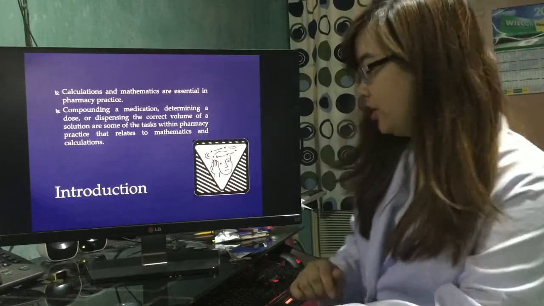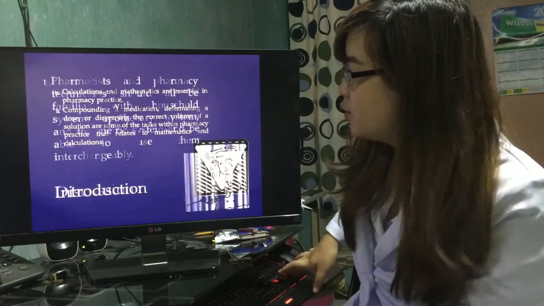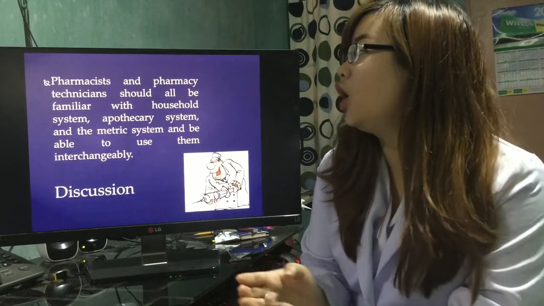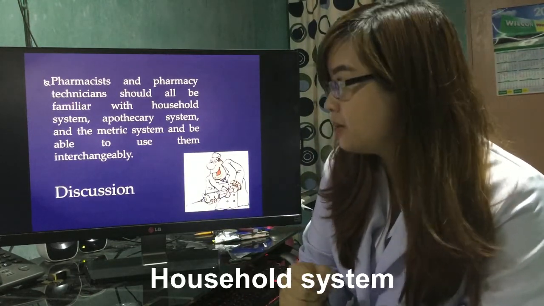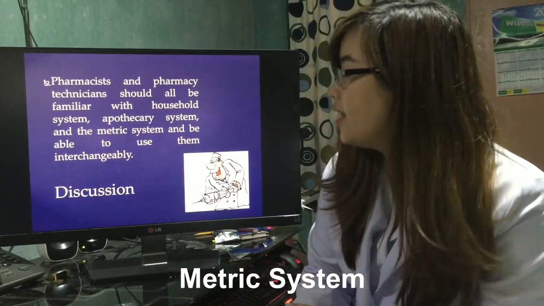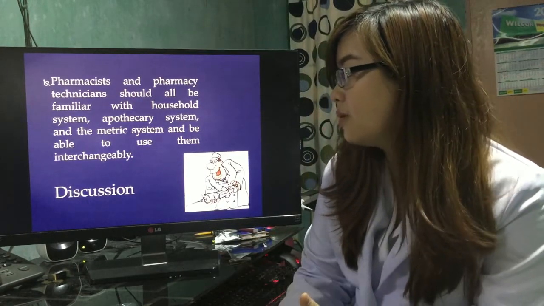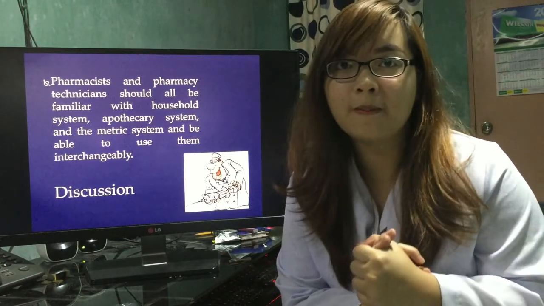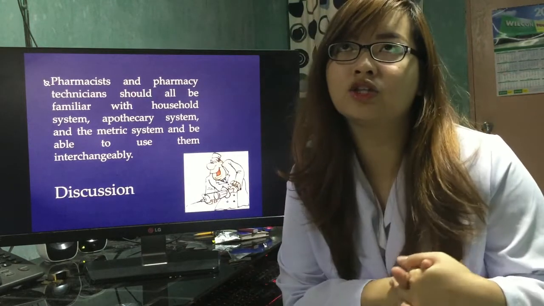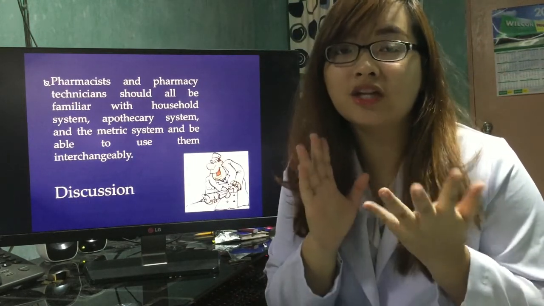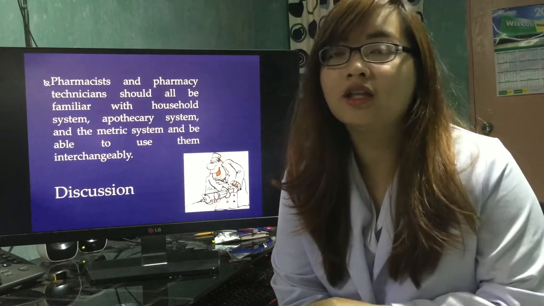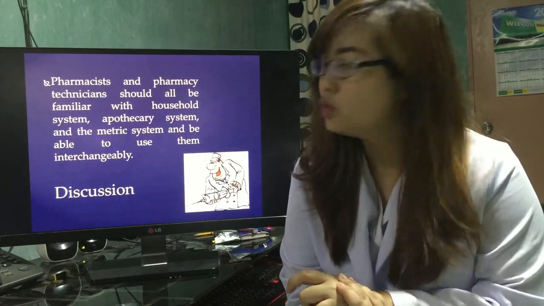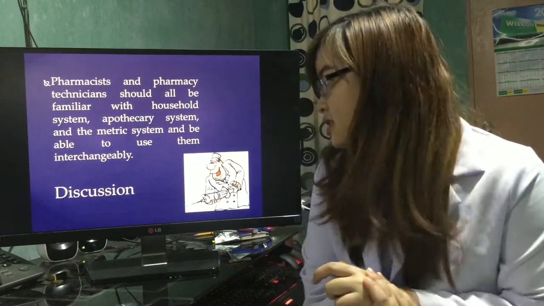After the introduction, let's proceed to the next slide. The discussion: pharmacists and pharmacy technicians should all be familiar with the household system, the apothecary system, and the metric system, and be able to use them interchangeably. Later on, we are going to discuss these three kinds of systems. Other notations of quantity and measurement include international units. However, the metric system is the most common and safest system to use in pharmacy practice.